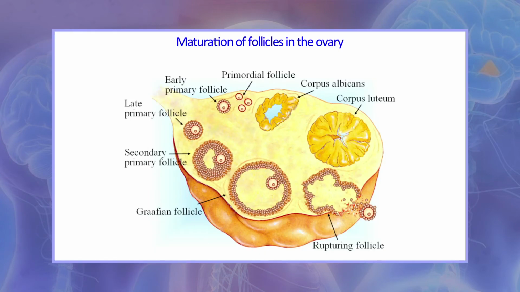This hormone promotes the development of ovarian follicles and consequent production of estrogen in females, whereas in males it stimulates spermatogenesis.